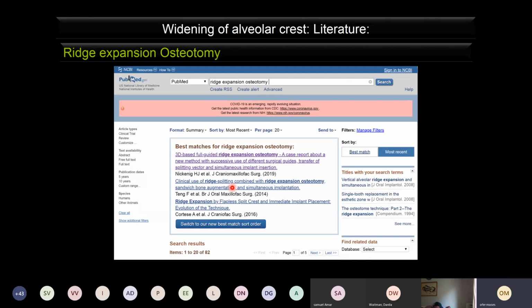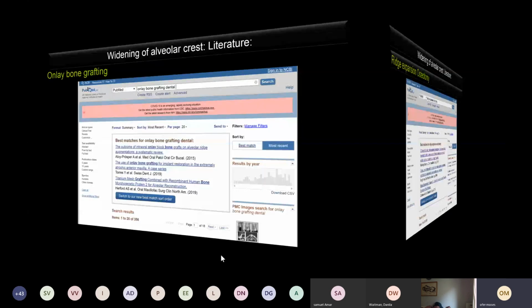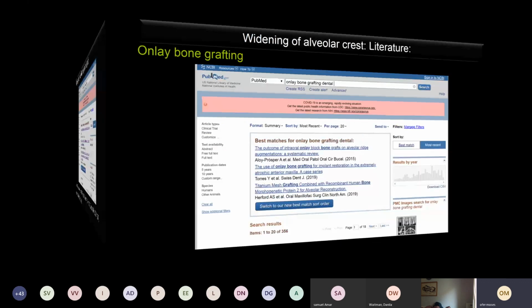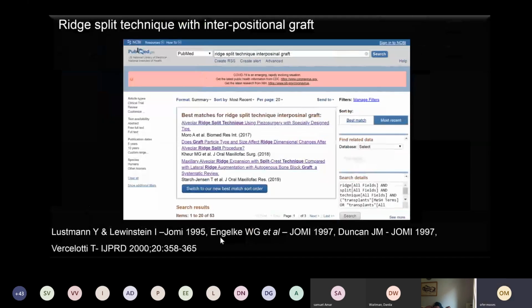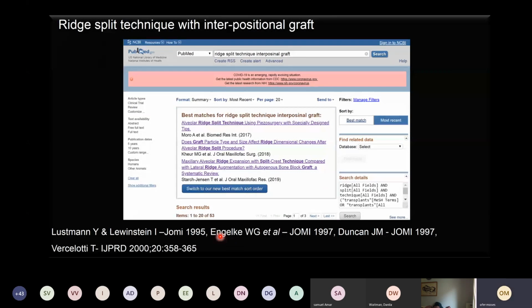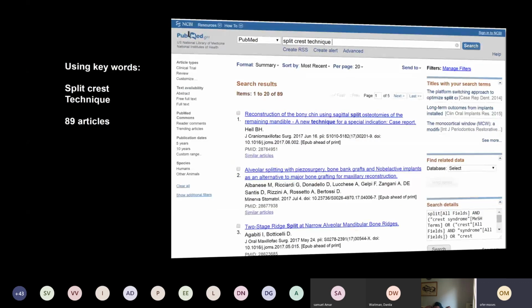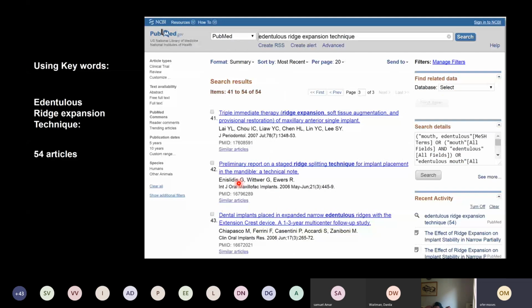Under the name of only bone grafting, 356 articles. Split ridge technique with interpositional graft, something like 53 articles. With a ridge split technique without interpositional graft, 157 articles. When you use the keyword split crest technique, you can have 89 articles, and with the keyword edentulous ridge expansion technique, we can see 54 articles.